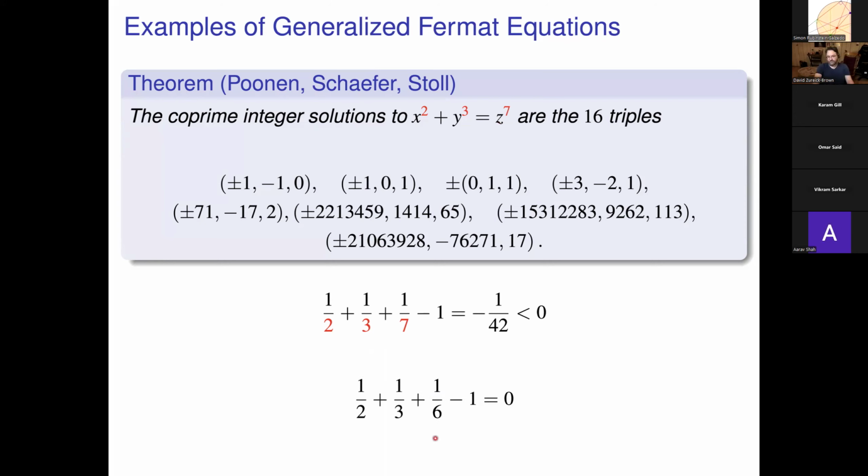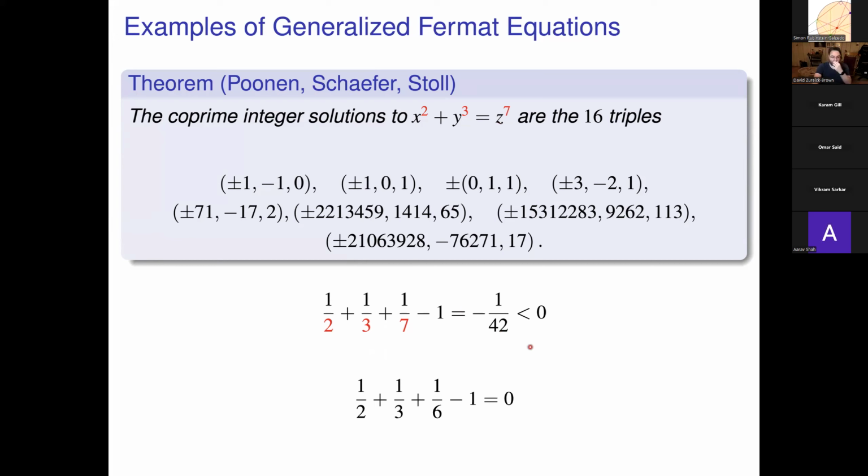If you replace 7 with 6, you get exactly 0. 5 would give you something positive. So minus 1 over 42 is the closest this quantity chi can come to 0 from below.